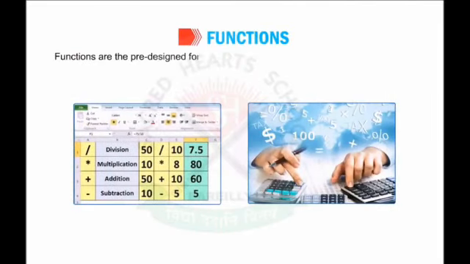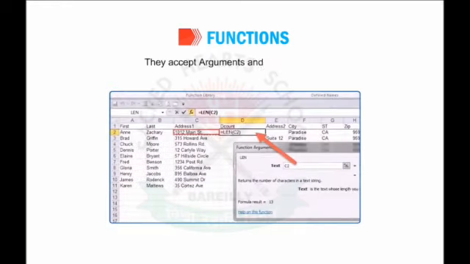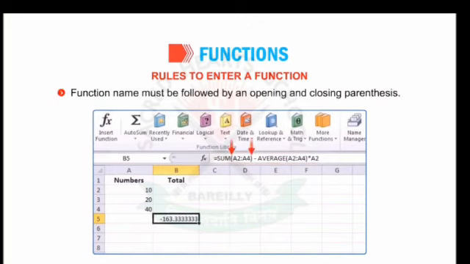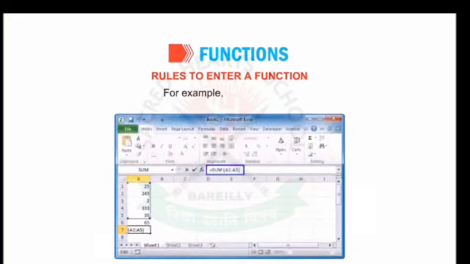Functions are the pre-designed formulas in Excel to perform both simple and complex calculations. Functions save time and eliminate the chance to write wrong formulas. They accept arguments and return values. All Excel functions must begin with equal to sign. Function name must be a valid Excel name, for example, sum, average. Function name must be followed by an opening and closing parenthesis. Arguments are enclosed in the parenthesis. For example, equal to sum, bracket in A1 to A5, bracket close.